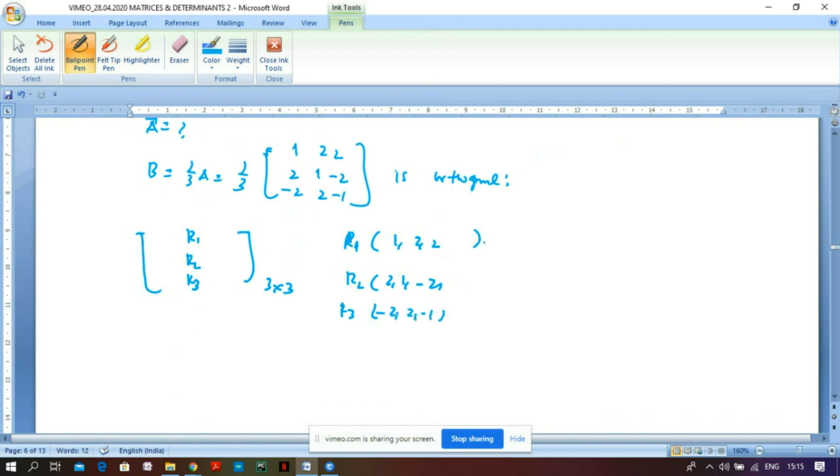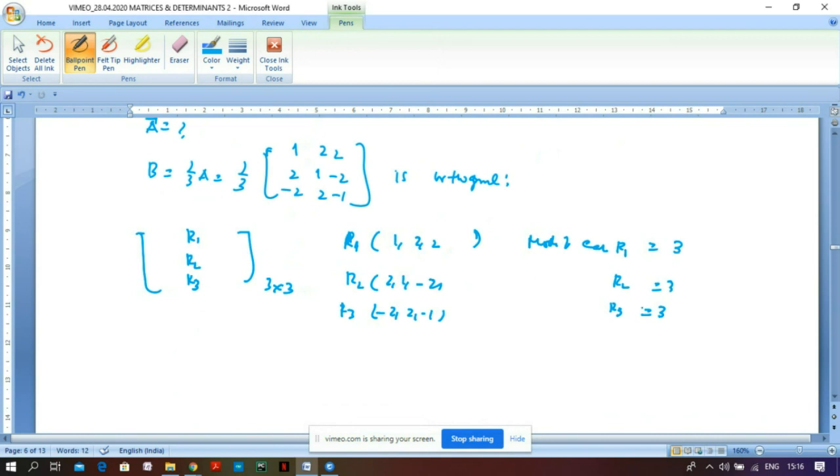So if you think of them as three-dimensional vectors, then just calculate the norm, or modulus, of each vector, R1, R2, R3. So the modulus of this is 3, because 1, 4, 4 gives 9. This also is 3, and this also is 3. So all moduli are equal. If you interpret the rows as three-dimensional vectors, everything has modulus 3, 3, 3.